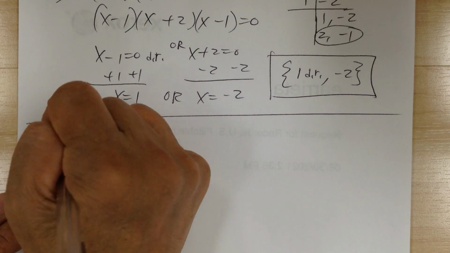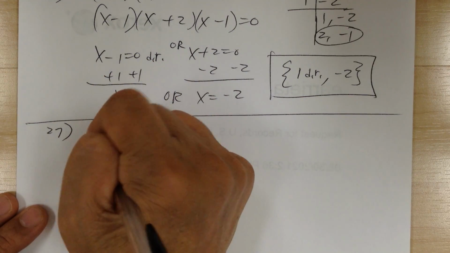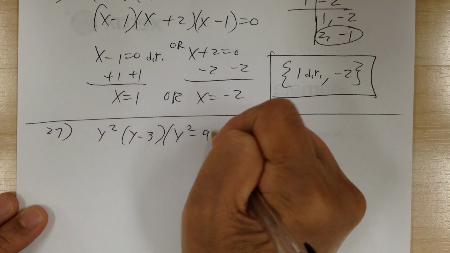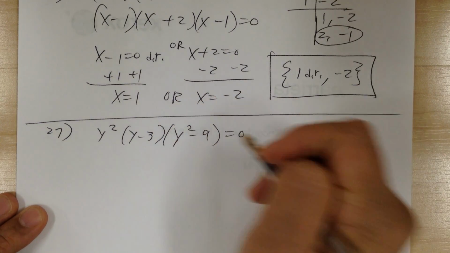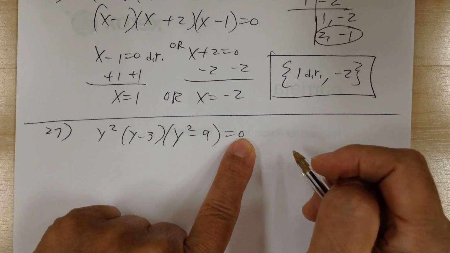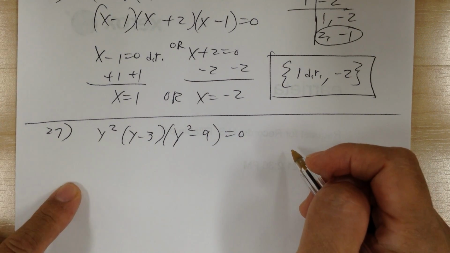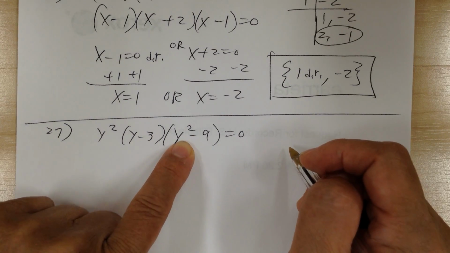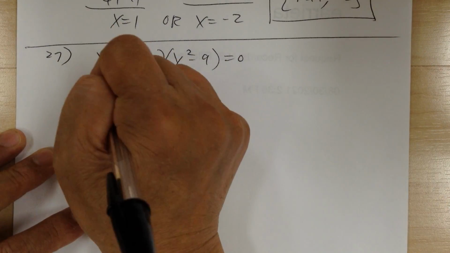Okay, 27, we got y squared times (y minus 3) times (y squared minus 9) equal to 0. So step 1, make sure it's equal to 0, so that's good. Step 2, make sure everything's all factored. This is already done, this is done, this is not yet. So this is step 2a. So that's going to factor the step 2a.